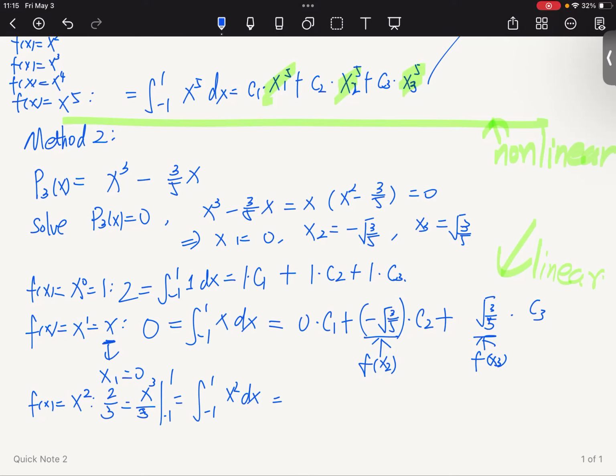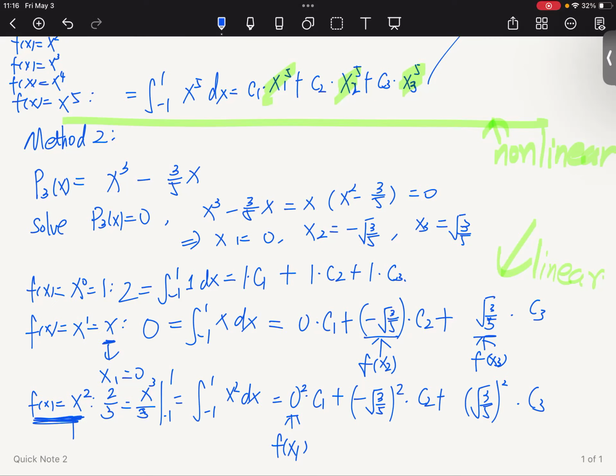And if you take a look here, what we have is that we plug in x1, and that is just 0 squared, because this is our f(x) function right now. So I just get 0 squared times c1, plus negative square root of 3/5 squared times c2, plus square root of 3 over 5 squared times c3. And I stop the plugging in here because I have 3 unknowns, and those unknowns are C1, C2, C3.